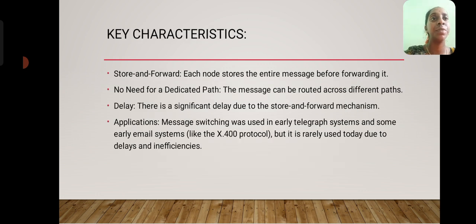The key characteristics of message switching are: store and forward, where each node stores the entire message before forwarding it; no need for a dedicated path, as the message can be routed across different paths; and delay, as there is a significant delay due to the store and forward mechanism. Message switching was used in early telegraph systems and some early email systems like the X.400 protocol, but it is rarely used today due to delays and inefficiencies. This is about message switching.